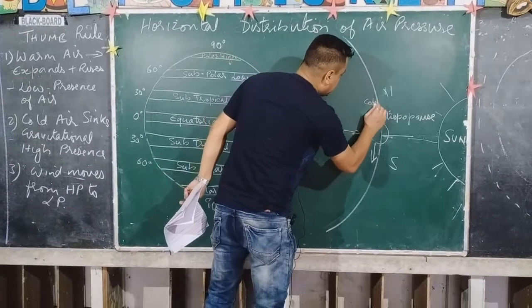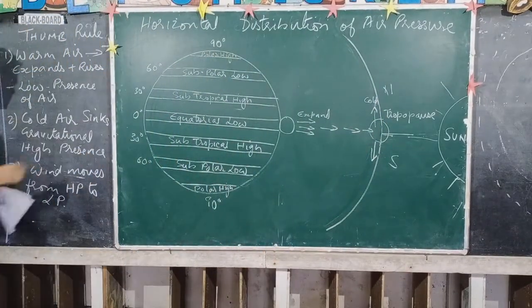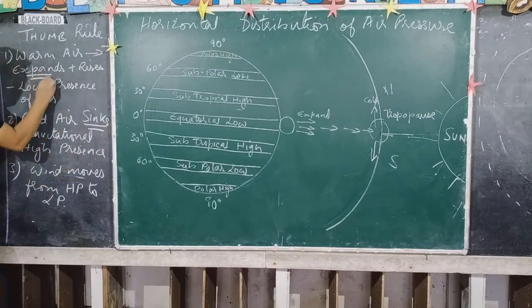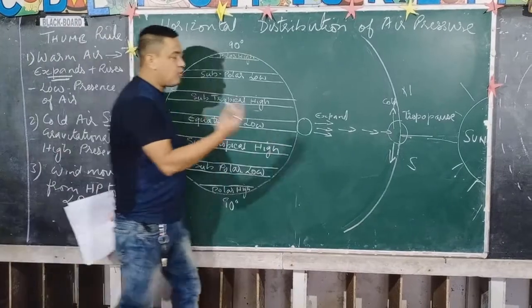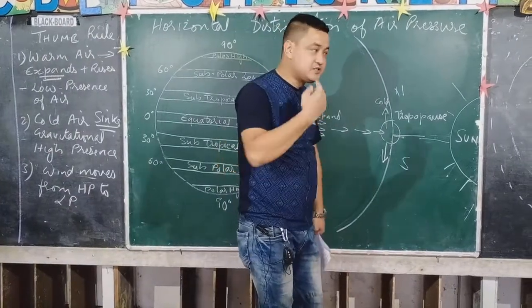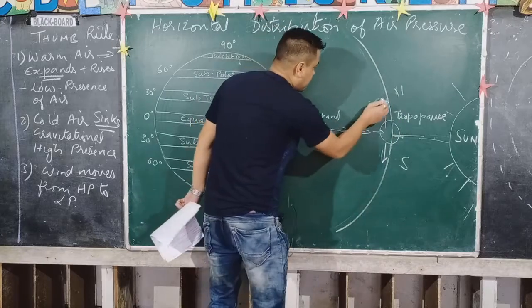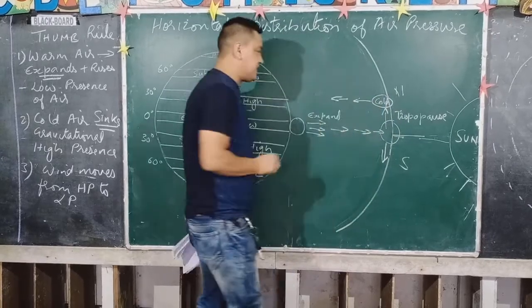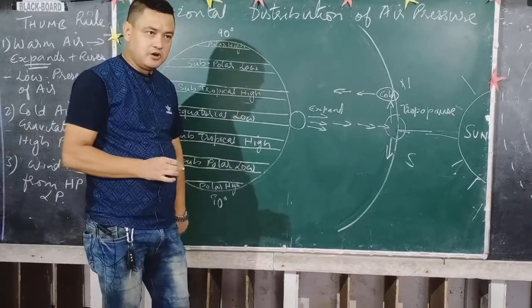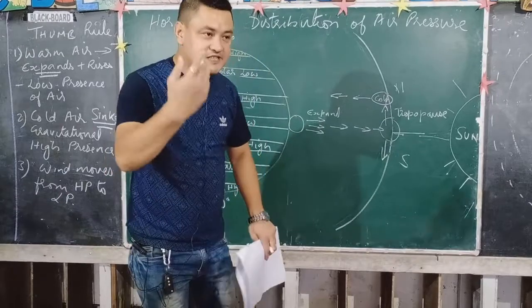It becomes cold. Now cold air, if you look at the thumb rule, sinks. It sinks, it expands. Due to what? Because cold air is heavy. It is denser than the warm air. So when it becomes heavy, it sinks. It gradually descends towards the earth. This is known as subsidence, or descending order.